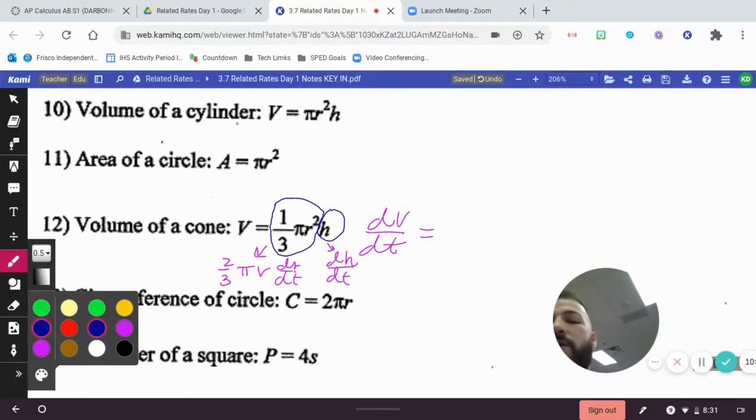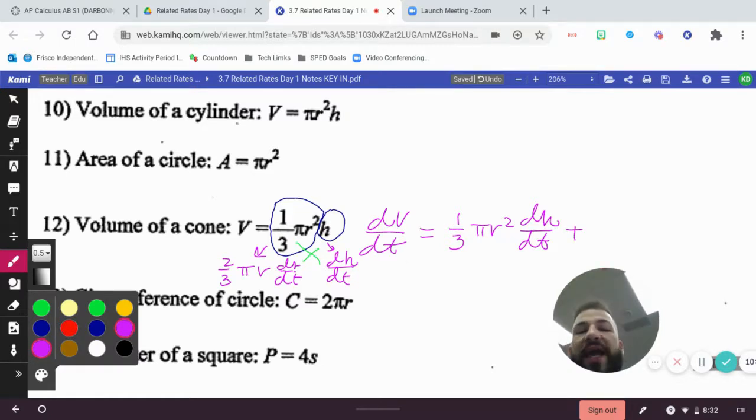And then we cross multiply. Boom and boom. So 1/3 pi r squared times dh/dt plus 2/3 pi r dr/dt times h. So 2/3 pi r h dr/dt.